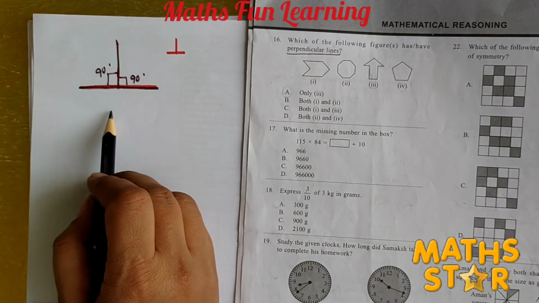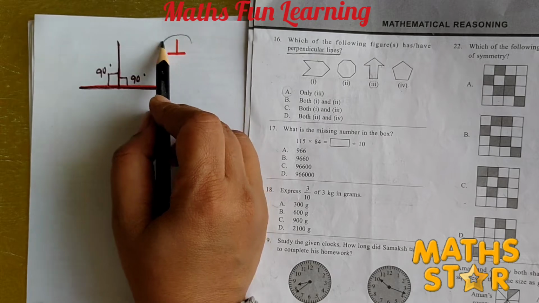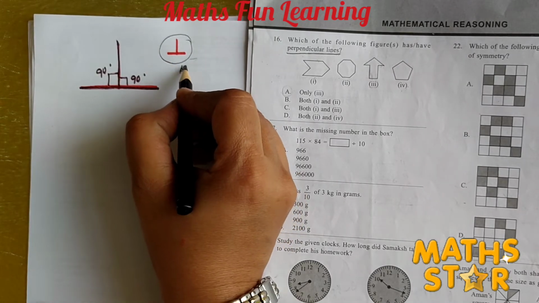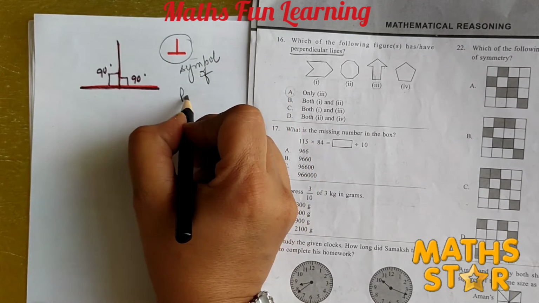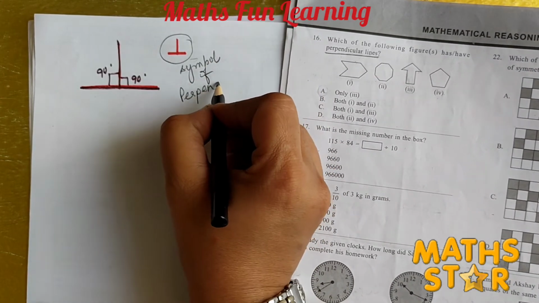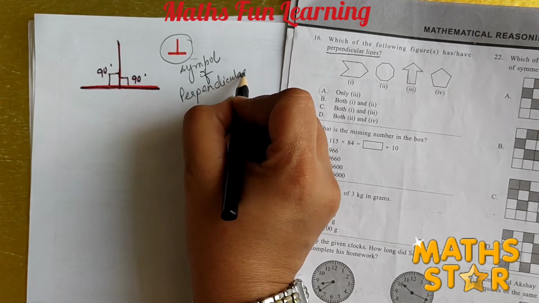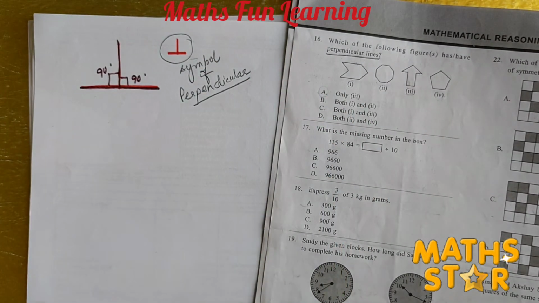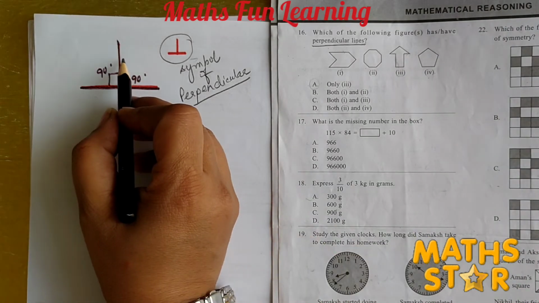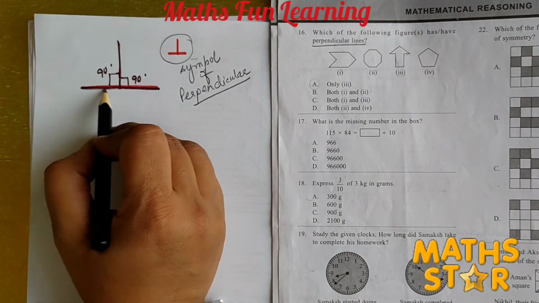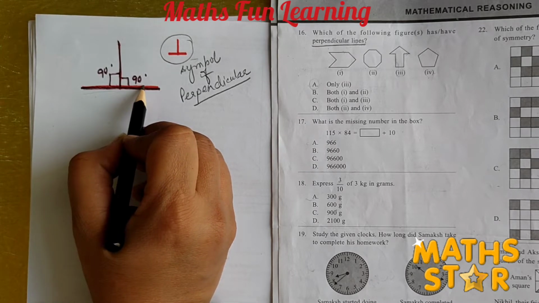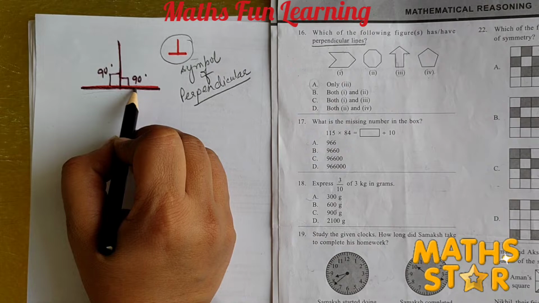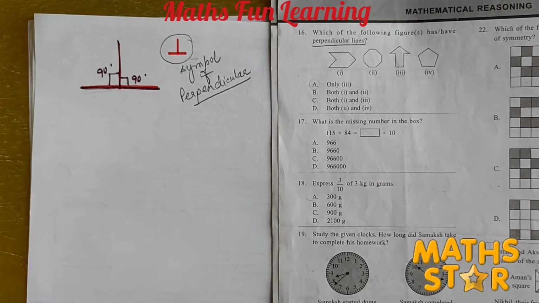Look here, I already drew an opposite T. That opposite T, an upside down T, is the symbol of perpendicular. You can see there are two lines which intersect each other, and when it gives you a right angle, or an angle of 90 degrees, it is called perpendicular.